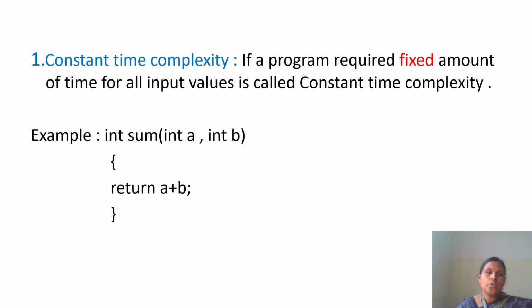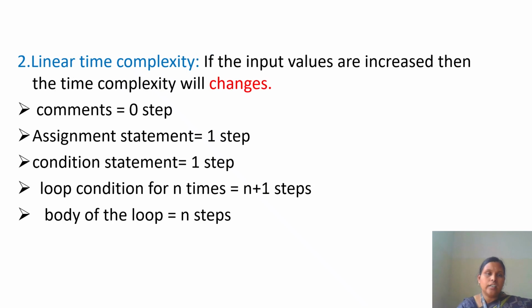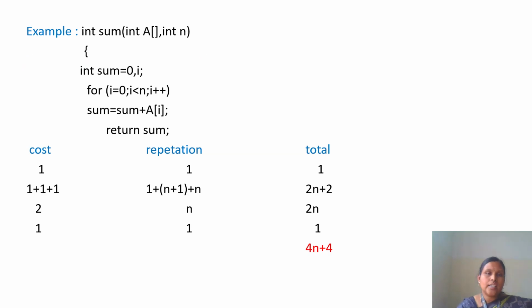So every time I execute or run this algorithm, I am passing the values as a and b, and its time complexity also remains constant, it never gets changed. But in linear time complexity, as the input values are increased, the time complexity will also change. Here is the example. Here I am using a for loop and I am going to execute this for loop n number of times. So whenever I pass n as different values to this algorithm, the time complexity will also change.